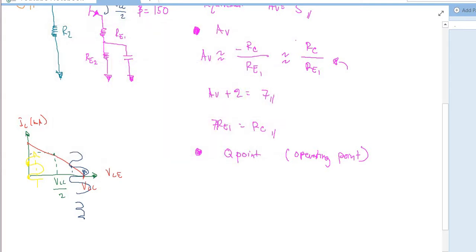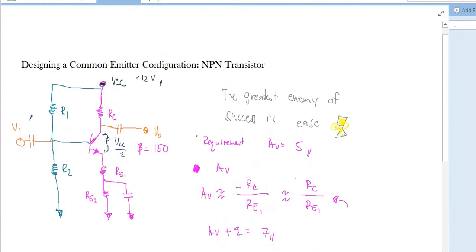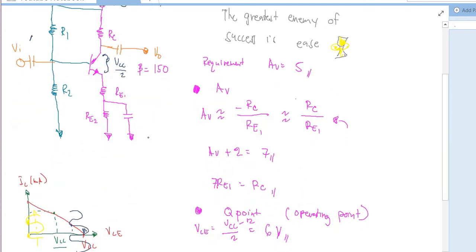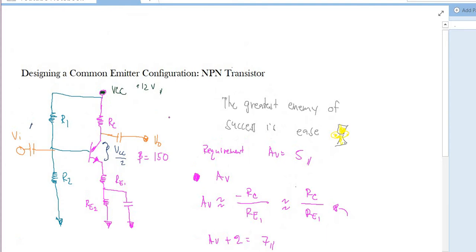By doing this, VCC divided by 2, and our VCC is 12, therefore 6. So that would be our VCE, the expected output between the collector and the emitter.